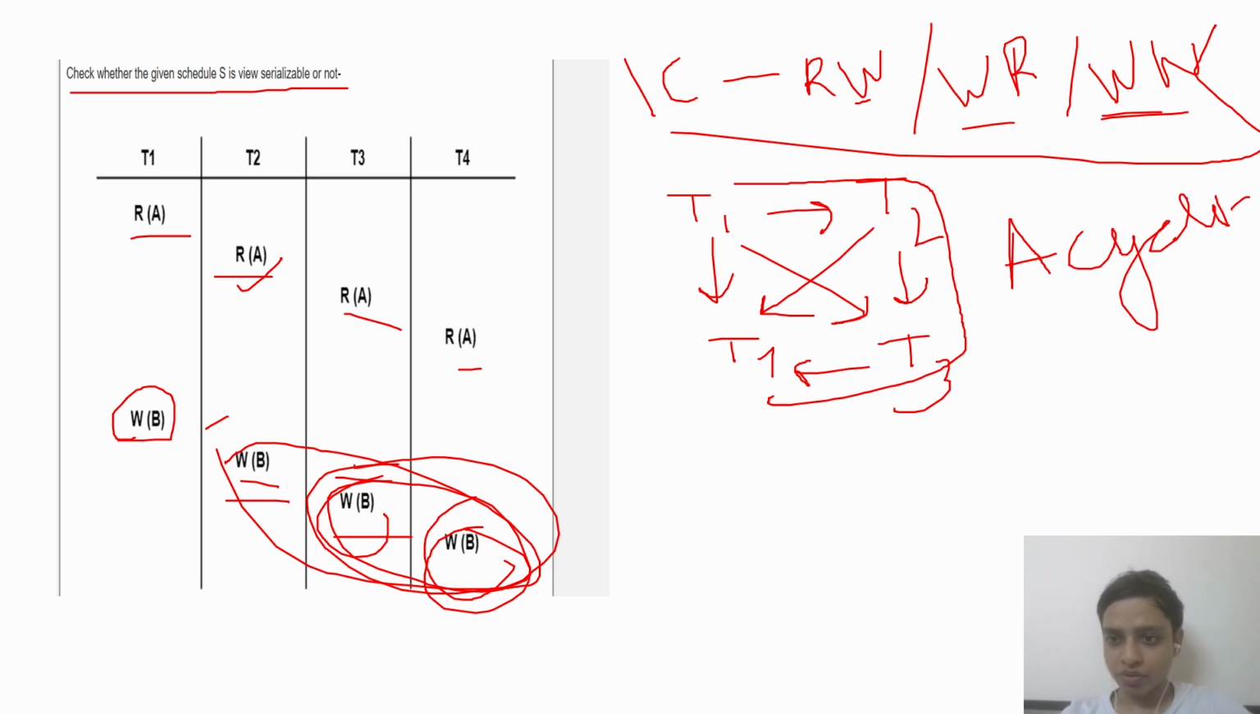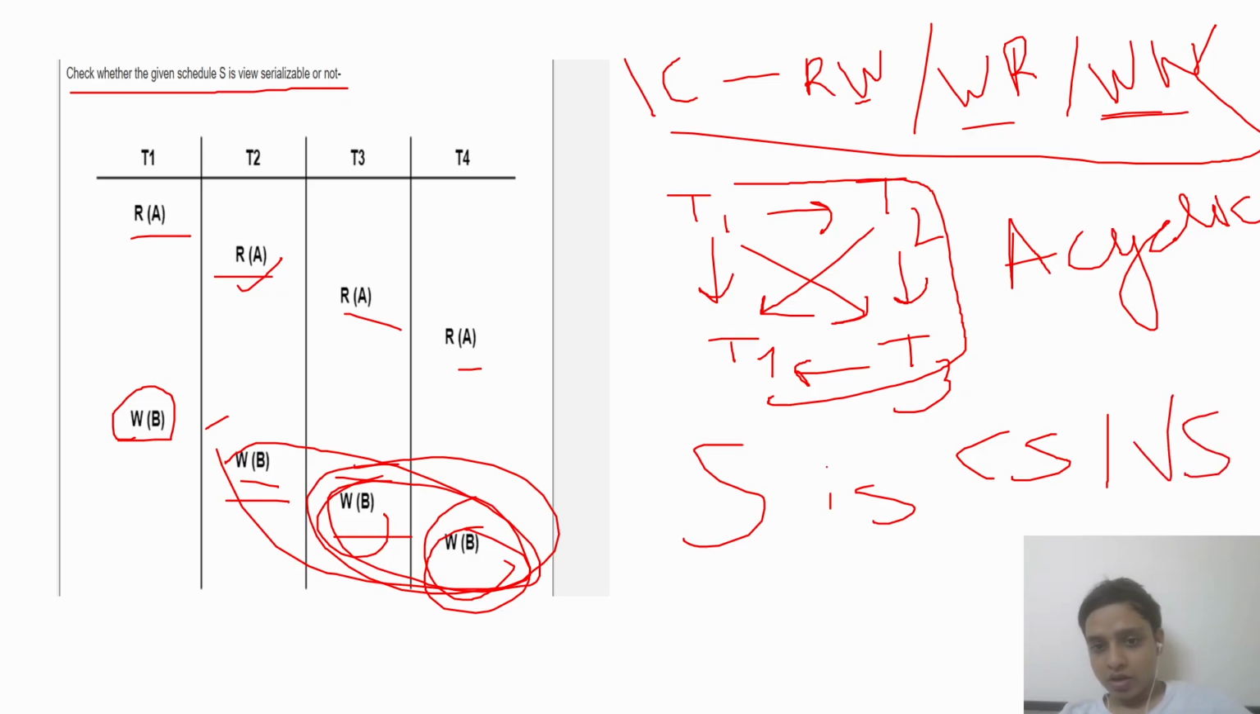So if the graph has no cycle, then the schedule is conflict serializable. And if the schedule is conflict serializable, I told you that it is automatically view serializable. We don't have to check it. We only check when it is not conflict serializable. Okay, so the graph is acyclic. I cannot see any cycle. T1 to T2, then T2 to T4, no cycle after that. T2 to T3, T3 to T4, no cycle after that. So there is no cycle.